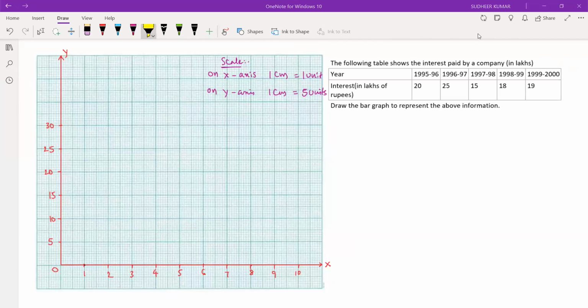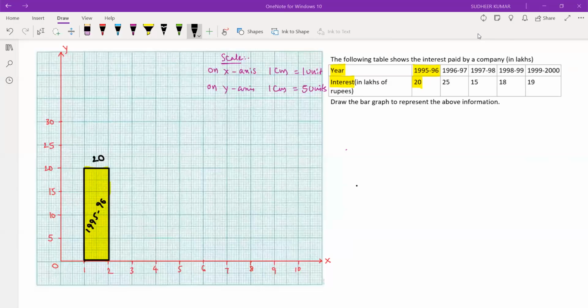And now let's draw the bar graph of the given information. Year and interest in lakhs of rupees. So the first one is 1995 to 96, which is 20. So when you draw the bar graph, we'll use rectangles. This is the first bar of the given data.